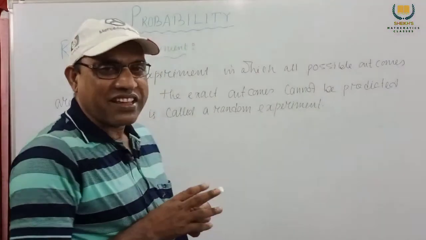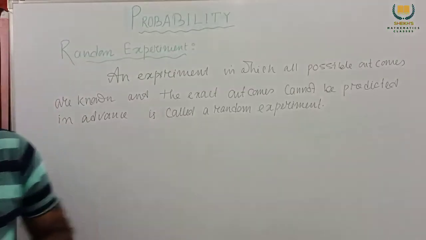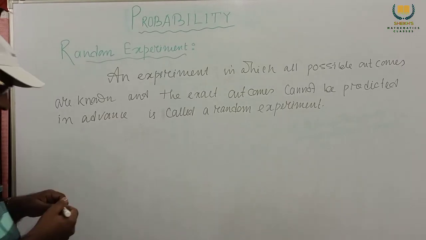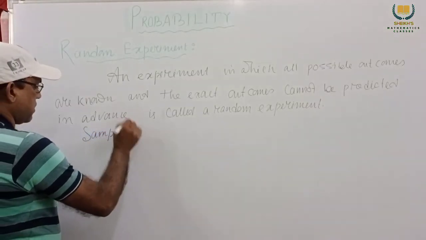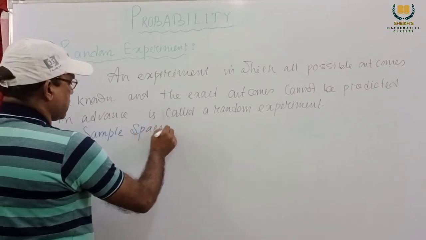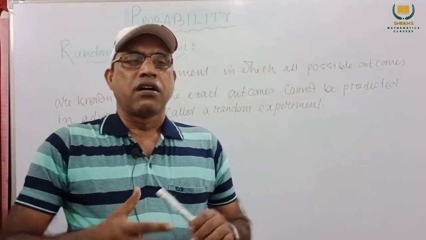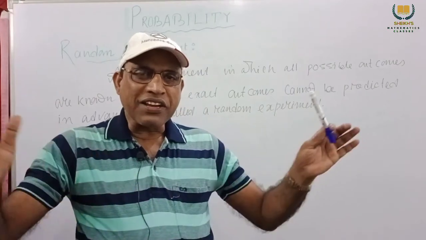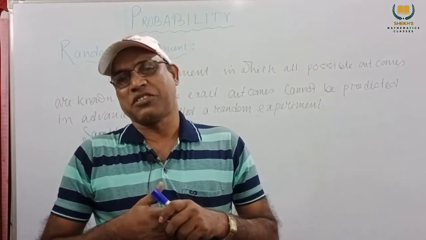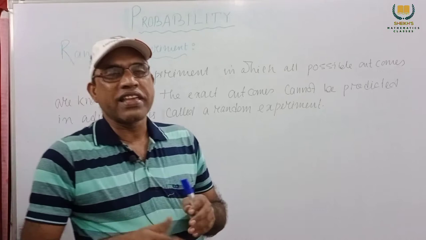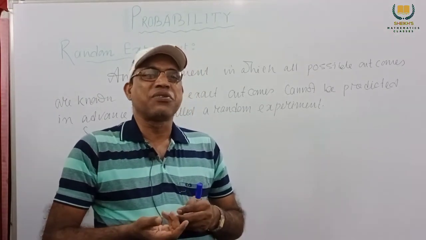So this is the starting of probability. Now we consider sample space. Another definition is sample space. Now what is sample space? Sample space means in an experiment, we collect all the results and we construct a set. This set is called sample space. How many possible outcomes are in an experiment? We collect all the possible outcomes and construct a set. This is called sample space.